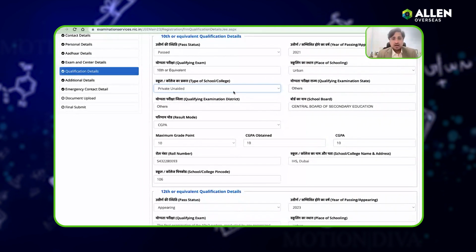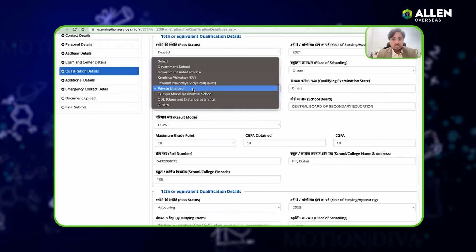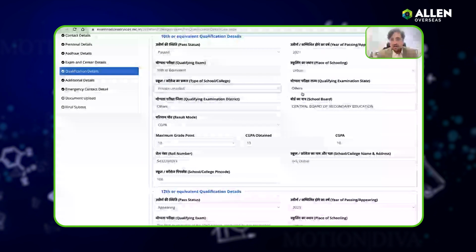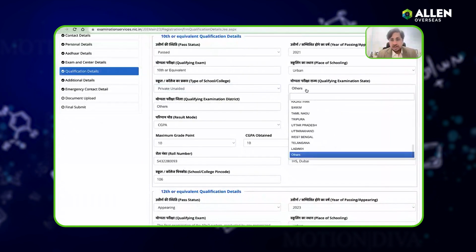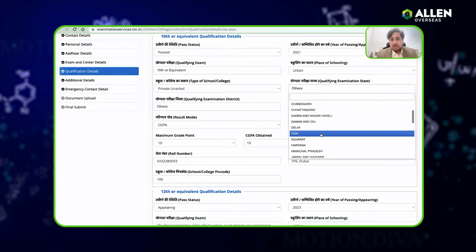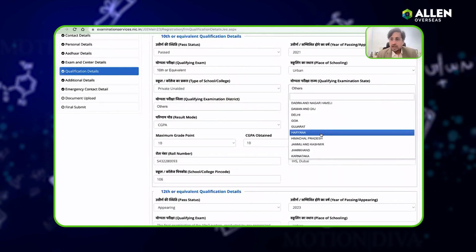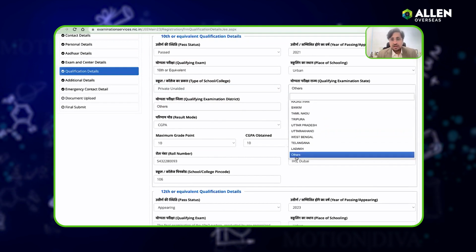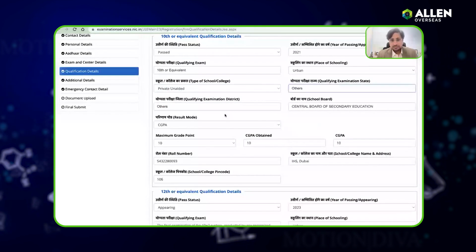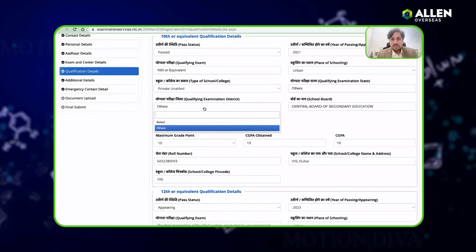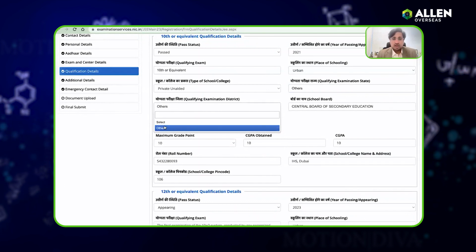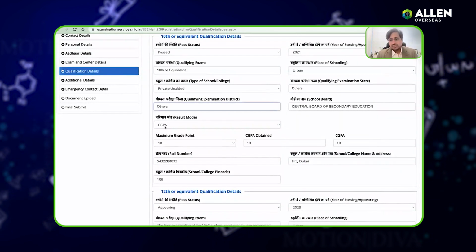So let me go back to this type of college. Mostly it would be private, unaided. Qualifying examination state. Since if your school would be outside India, no option is available, so you have to select others. Qualifying examination district. If you have selected others, the only option available will be others.